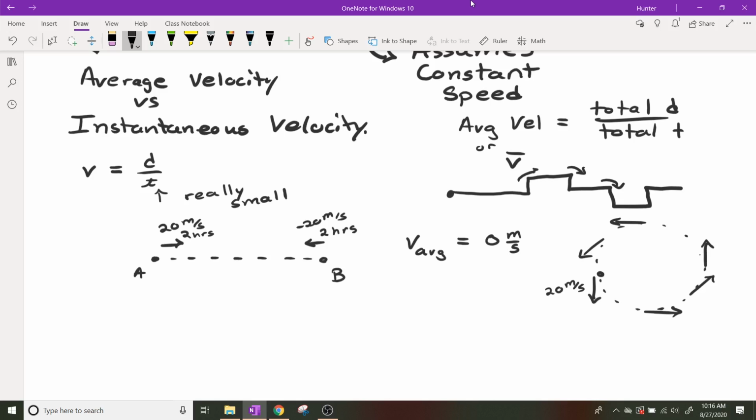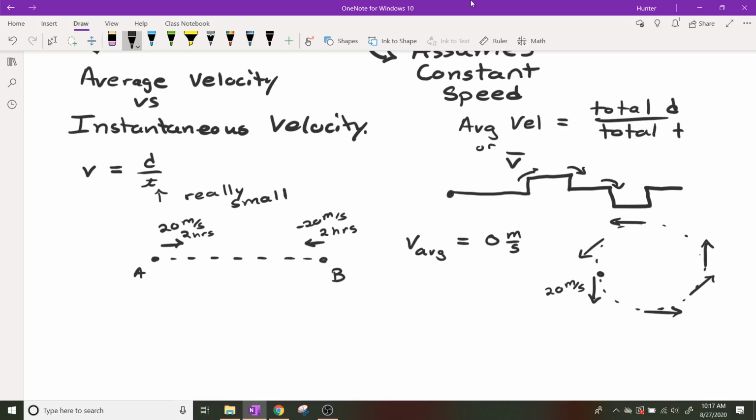However, in these cases, average velocity is a bad idea. So instead of using average velocity, we want to use instantaneous velocity for these. If you're at this particular point between A and B, and you say, hey, how fast am I going then? If I'm on the way to B, you'd say, oh, you're going 20 meters per second. You would use the instantaneous velocity. You wouldn't use the average velocity. Same thing if you're at a particular point on a circle, you're going to use the instantaneous velocity. You're not going to use the average velocity.